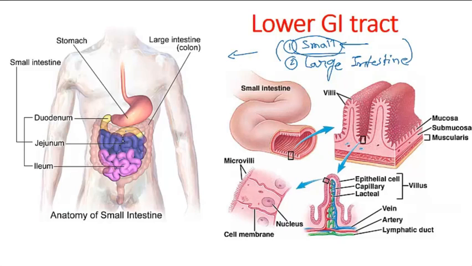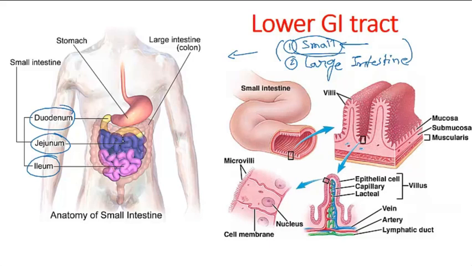The small intestine is divided into three different parts, which are illuminated in this picture with yellow, purple and pink color. It starts with the duodenum, yellow color, the jejunum, purple color, and the ileum, colored pink here. These are the three different regions of the small intestine.